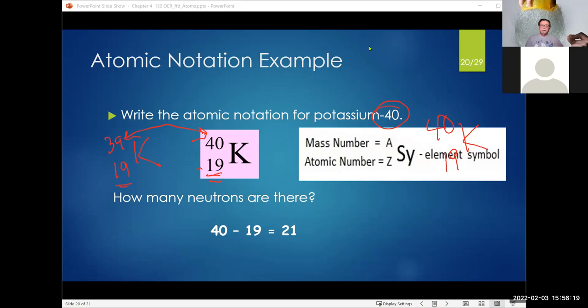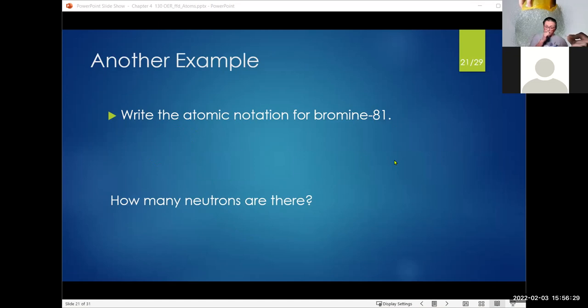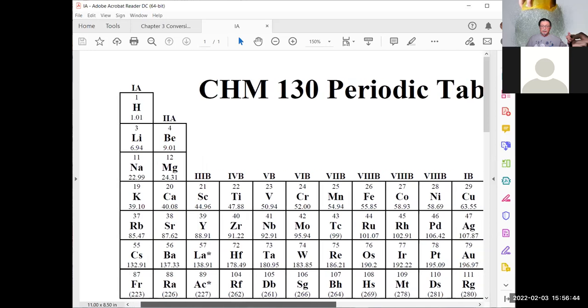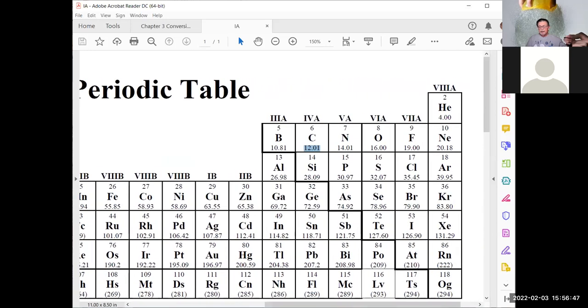All right. Now, here they're asking you to write the atomic notation of a bromine 81. Well, first of all, we need a periodic table, and we make reference to that all the time. Okay, bromine is one of the elements you're going to need to learn anyway. In fact, everybody down here in group 7A has a special name. Halogen. Notice that fluorine, chlorine, bromine, I-N-E, okay?